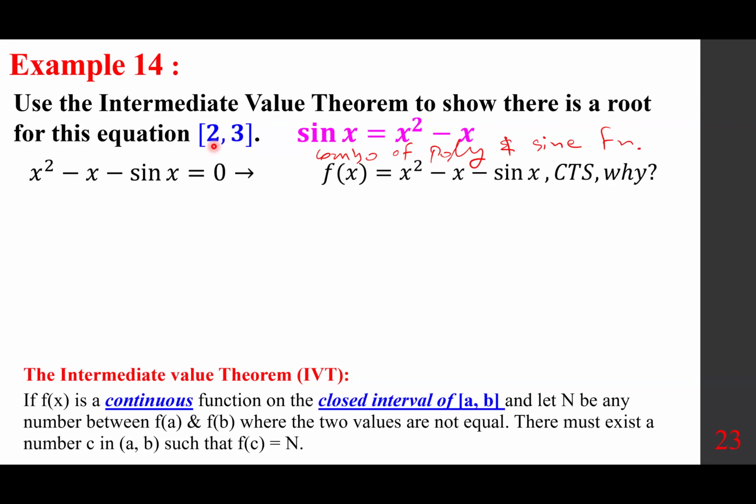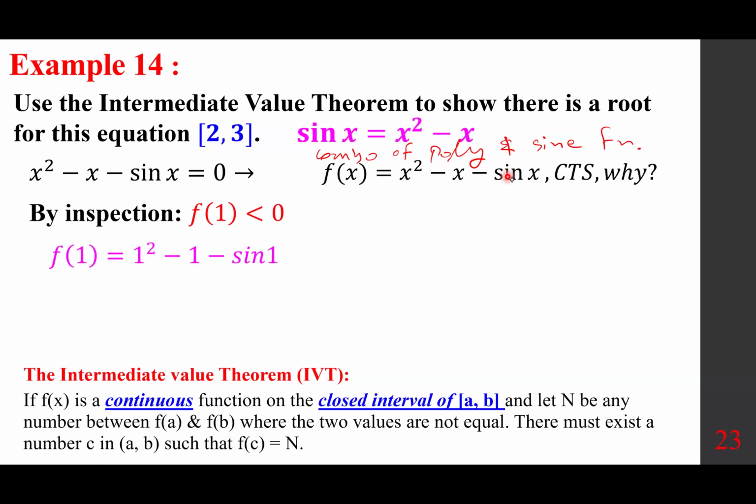We're going to look at the endpoints. For example, if you look at f of 1, by inspection, we get 1 squared minus 1 minus sine 1. These two cancel each other. Negative sine 1 makes it negative.